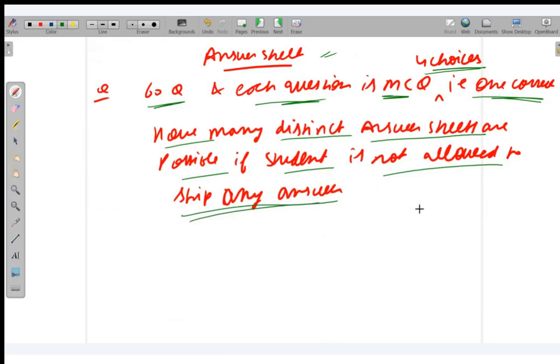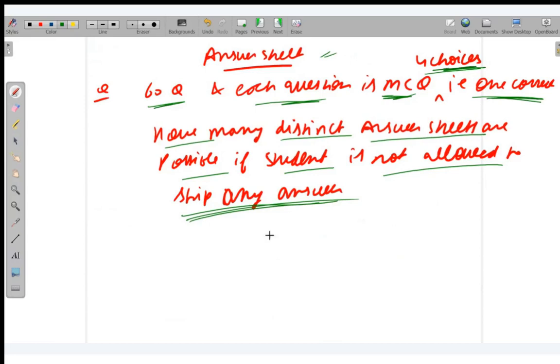Okay. So 60 questions are there, each question is MCQ having 4 choices, and only one is correct. So how many distinct answer sheets are possible? A student is not allowed to skip any answer, so every student has to give every answer. How many distinct answer sheets are possible?